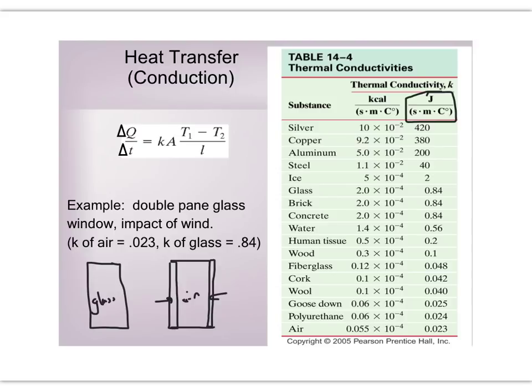Since air has a much lower thermal conductivity, 0.023, that means it's going to be a much better insulator of heat. And so as the cold air that's outside tries to get inside, that air is going to protect it from getting inside. Whereas if you have glass, which has a much higher thermal conductivity, which means it's going to conduct heat much better, the hot air is going to be leaving much more easily because glass will allow it to.